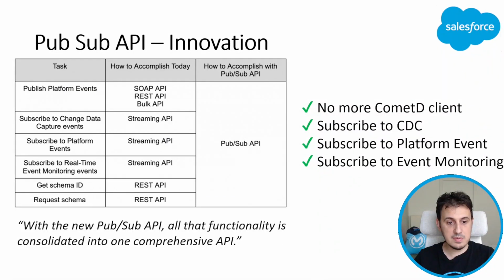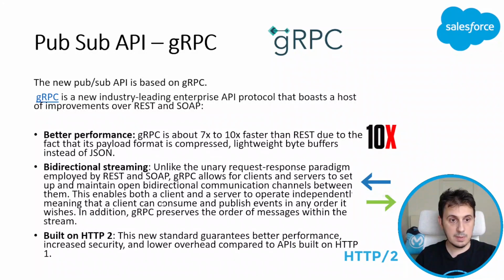With the new Pub Sub API, all the functionality is consolidated into one comprehensive API. So on the platform, we can use platform events, change data capture, and we can subscribe to event monitoring, all in a single place. And we don't need the CometD client anymore. The new Pub Sub API is based on gRPC.